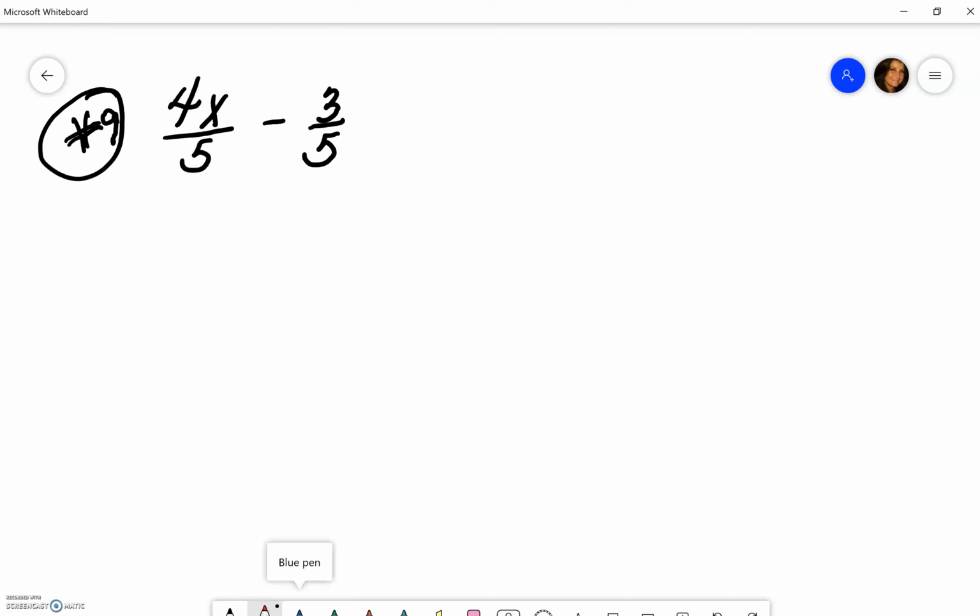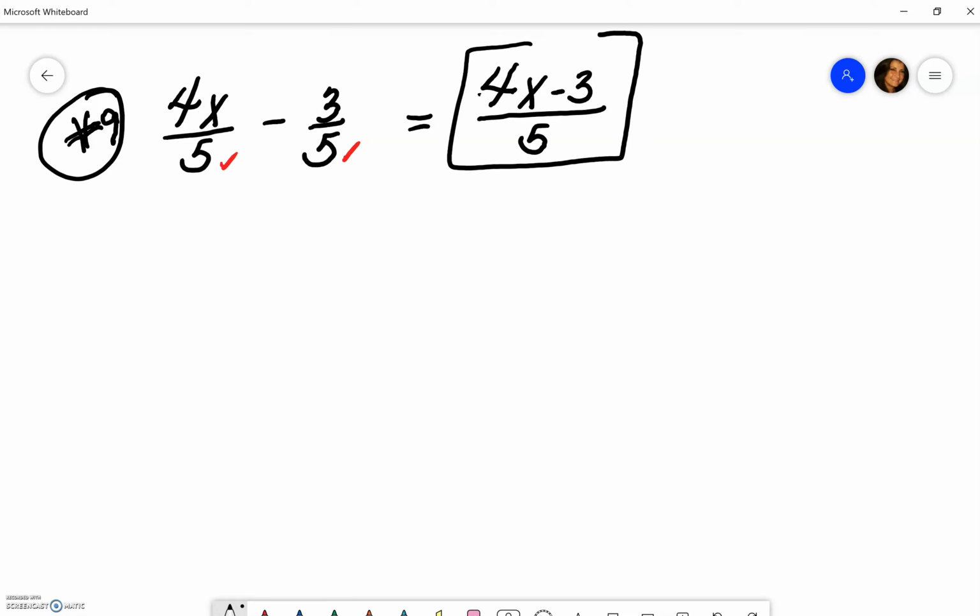So the first thing you ask, okay, subtracting, the denominators are the same. So I'm just going to rewrite that as 4x minus 3 all over 5. And if you look, you cannot combine these two. You can't subtract them because the 3 does not have the variable x. So that is your final answer. That was just a tricky one to see if you're recognizing that you could not combine anything further in that numerator. That is the final answer.